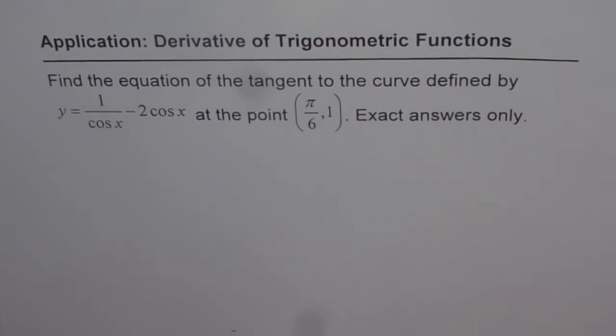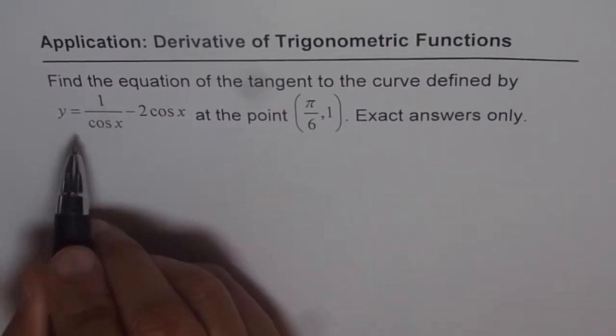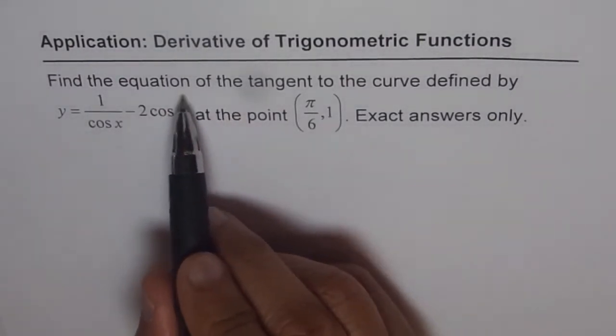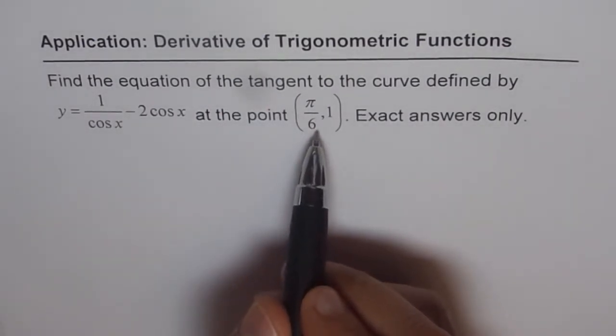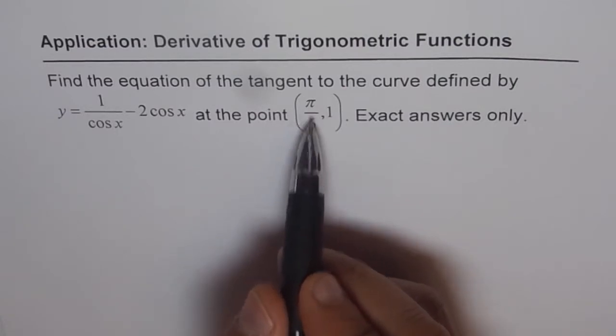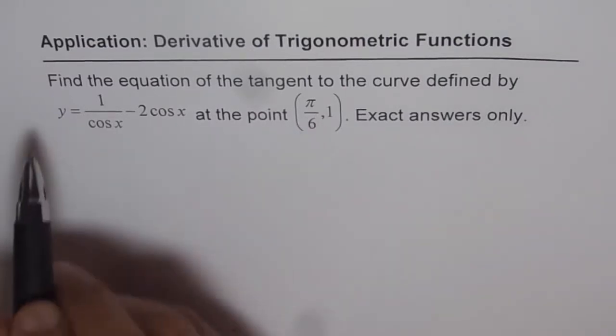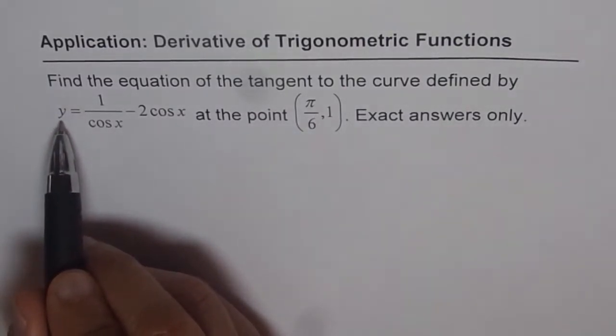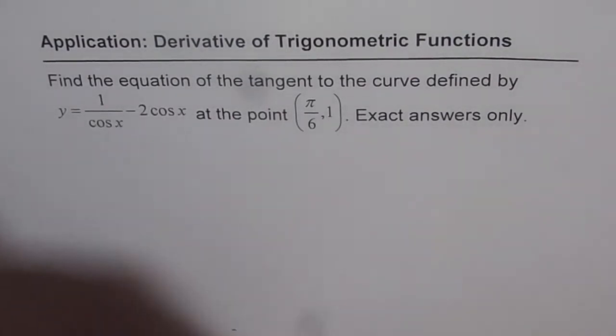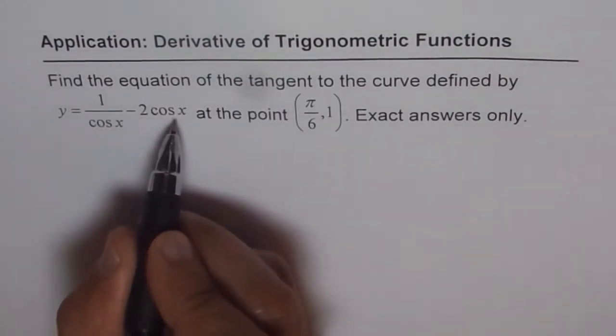I'd like you to copy the question, pause the video, and find the solution. And here is how I like to do it. So we have the function. We need the equation of the tangent line for a given point. That means the first step is to find the slope at this point. That means dy/dx, or the first derivative of y. So we have y equals 1 over cos x minus 2 cos x.